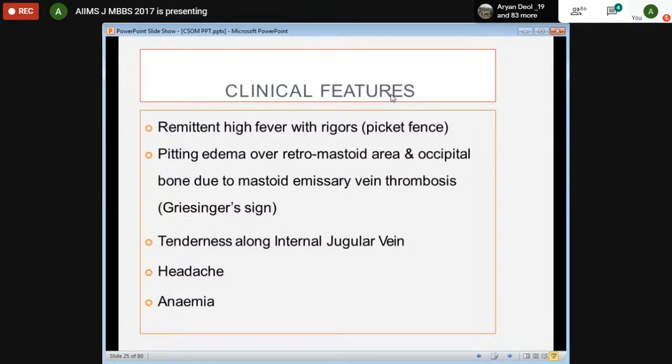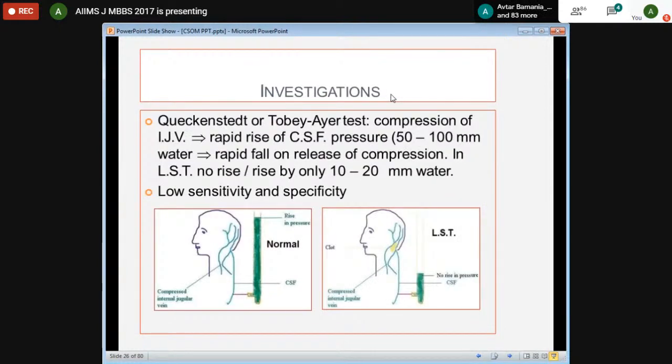Edema over the mastoid, that is the Griesinger sign. There will be tenderness when the thrombus proceeds into the internal jugular vein. Patients say that whenever I touch over the internal jugular vein area, I feel the pain, and you can find tenderness along the anatomical landmark of the internal jugular vein. The patient may have headache, anemia and emaciation. These are the signs and symptoms of the patient.